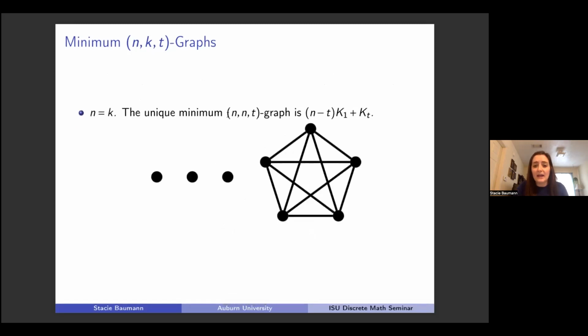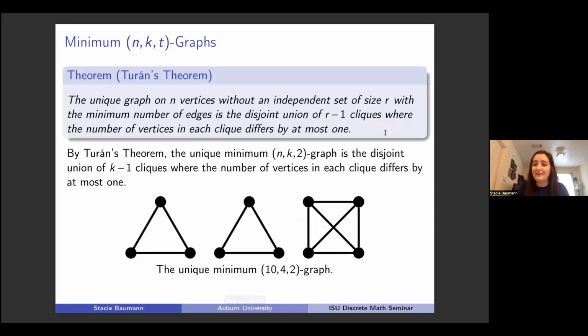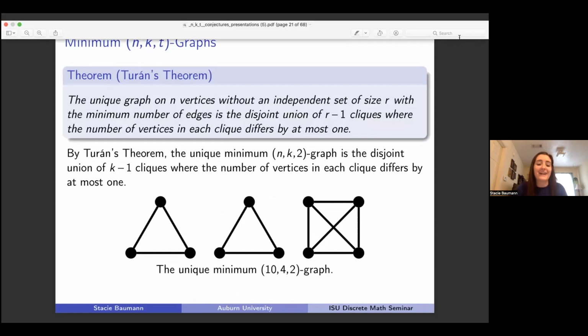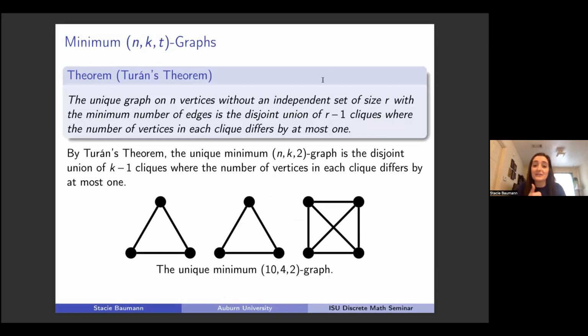Yep. Okay, right, I just need every single set of k vertices to have a K_t. So the minimum one would be one K_t and then a bunch of isolated vertices. And then finally, I kind of heard Turán mentioned when I was listening in, right? So yeah, this last one is Turán's theorem.